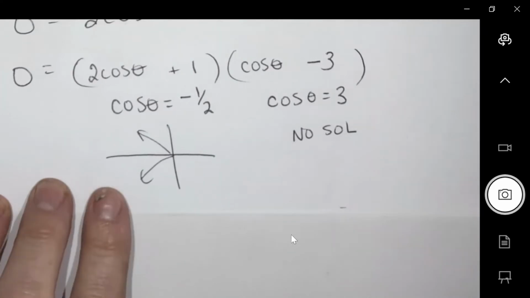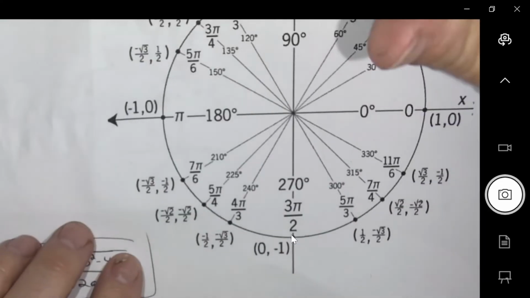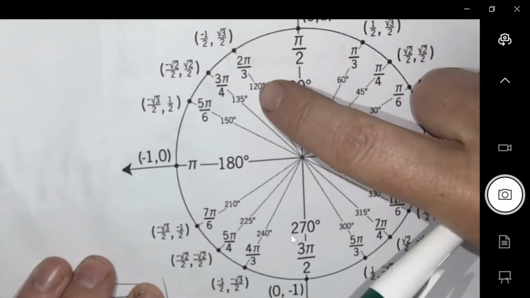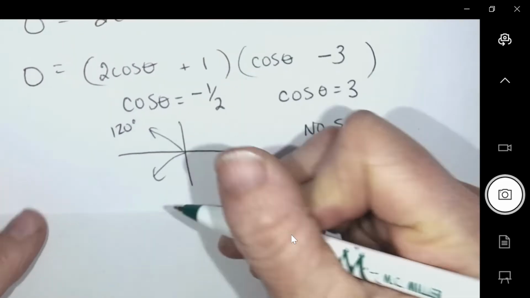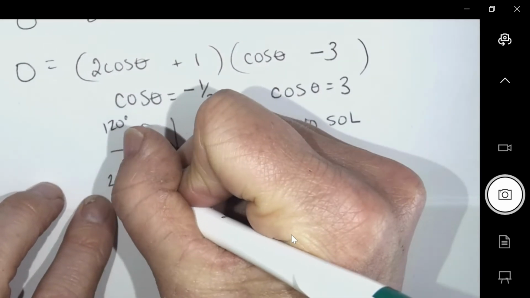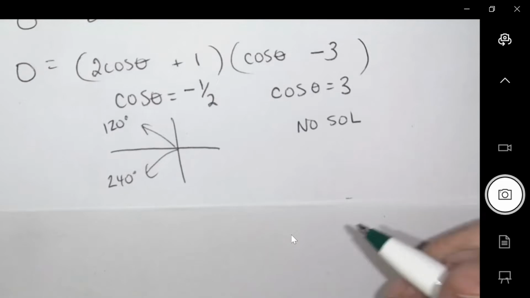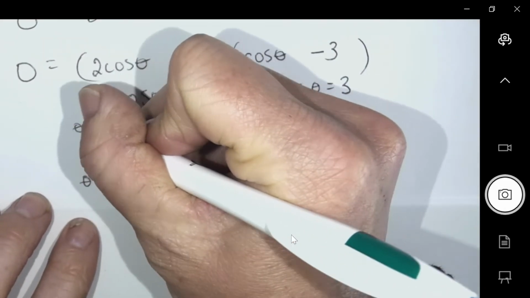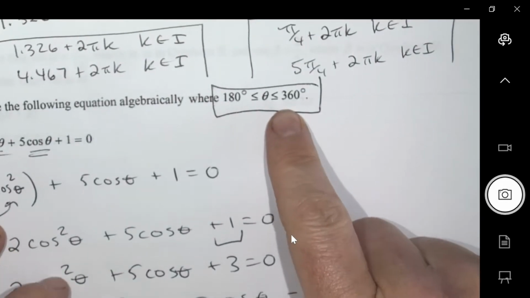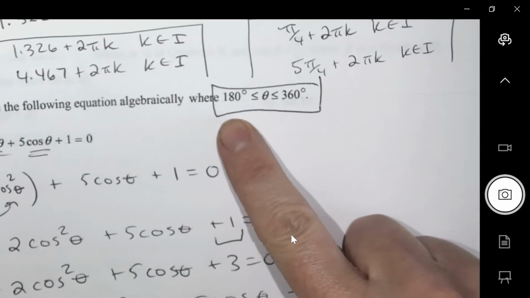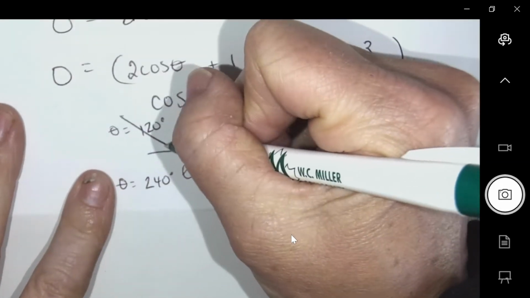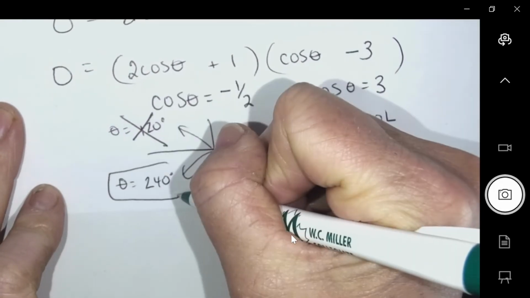Okay, did we find a -1/2? So I found this. So -1/2 is at 120 degrees. And the other -1/2 is at 240 degrees. But there's some problem here. What does this tell you? What does the angle have to be? Between 180 and 360, so what? 120 is wrong. 120 is not going to work.